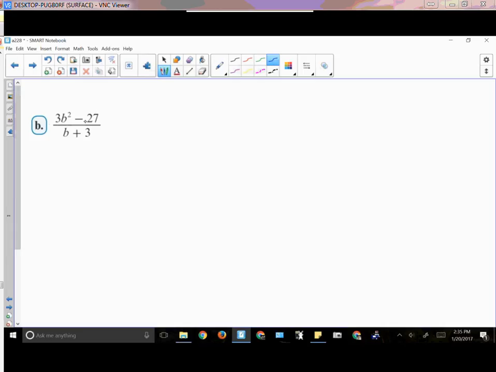Now, I've got a subtraction there, and I'm thinking, 2 terms, I got something squared, I got difference of squares. That'd be nice. But 3 isn't a perfect square, 27 isn't a perfect square. Can I pull a 3 out of each one of those terms? So I could pull a 3 out here, and I would be left with b squared minus what? 9. Ooh, is 9 a perfect square?